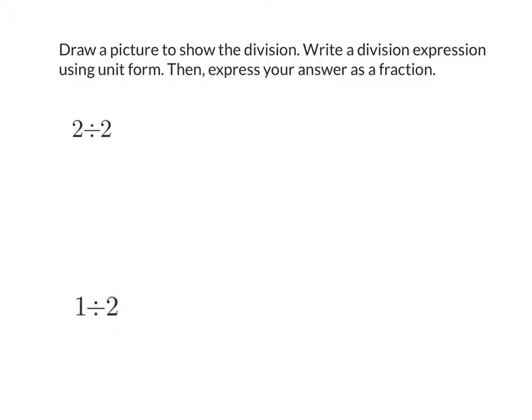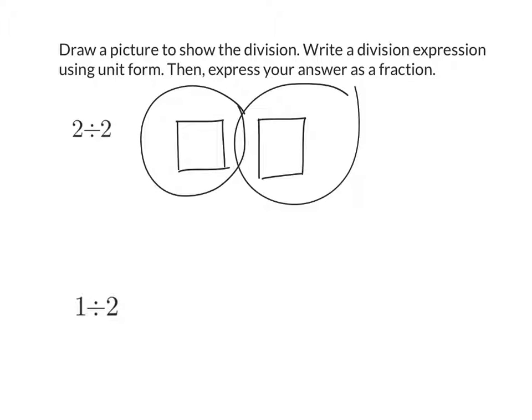Okay, here's how we might use a picture to show 2 divided by 2. Here's one unit, and here's another unit, right? We're starting with 2 units. Do you agree? That's our whole. We want to split it into how many equal groups? 2. So here's one equal group, and here's another equal group. Do you agree? Okay. So how many would be in each group, by the way? 1. So we know that the answer is 1, right? The quotient would be 1 because there's 1 unit in each group.